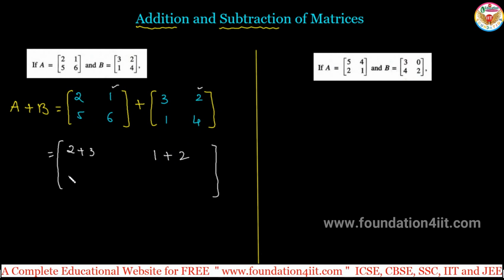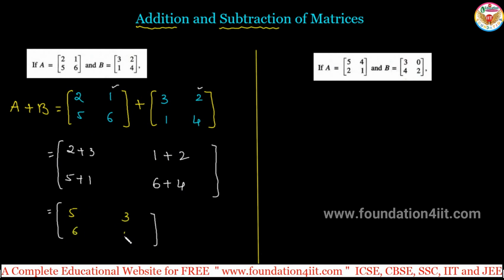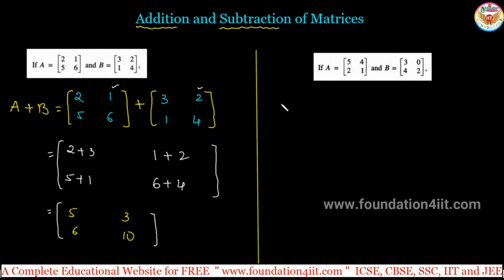5 plus 1, same place. 6 plus 4. Simple, like normal addition, we add and get the answer. So that is [5 3; 6 10]. This is the addition. The same logic applies for subtraction of matrices. The compatibility is that they should have the same order, and matrices A and B have the same order.